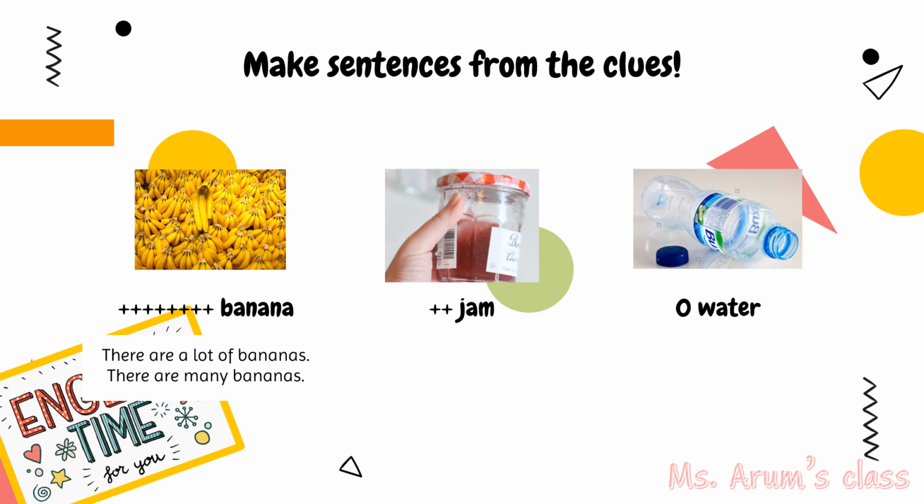Okay, now what do you say about the jam? Very good. There is some jam, or there is a little jam, or there isn't much jam. Very good. Why? Because jam is uncountable and the amount is small.